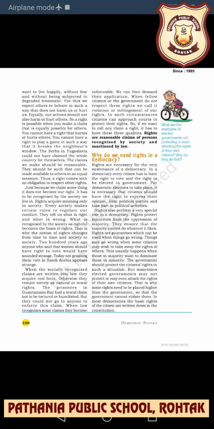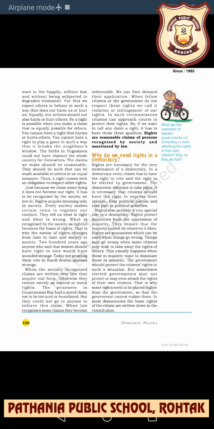And for democratic elections to take place, it is necessary that citizens should have the right to express their opinion, form political parties, and take part in political activities. Rights also perform a very special role in a democracy, in that they protect minorities from the oppression of the majority. With that, they ensure that the majority cannot do whatever it likes.